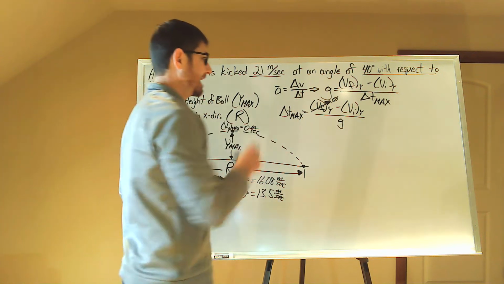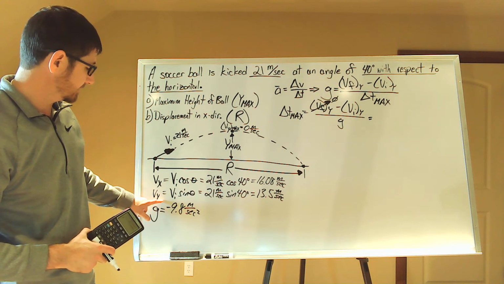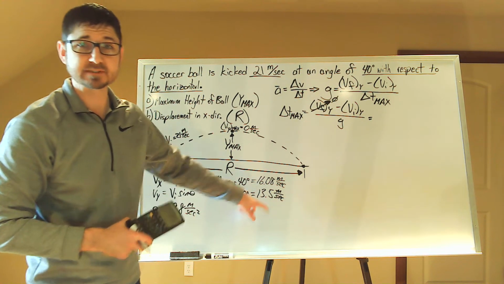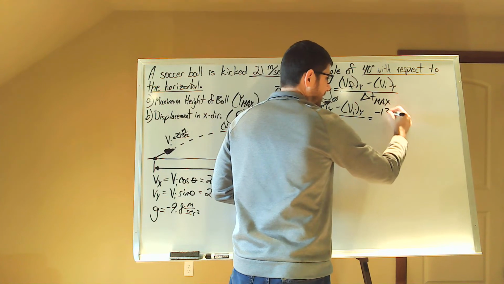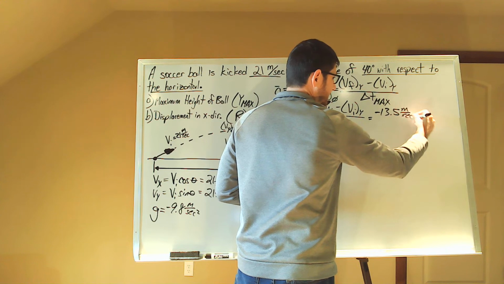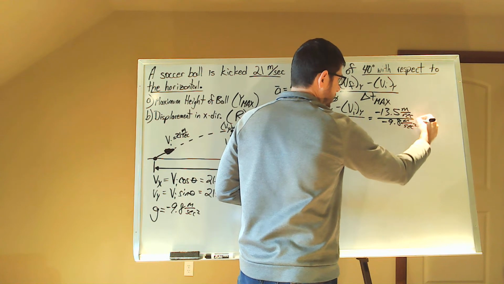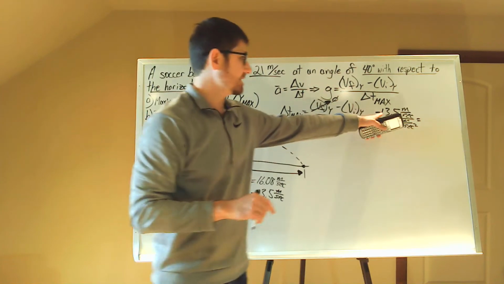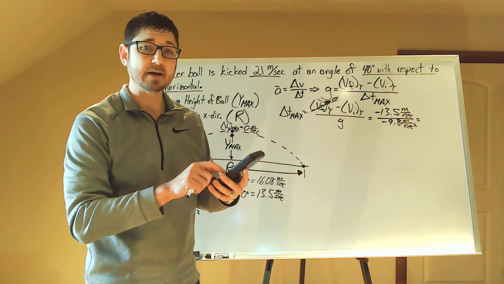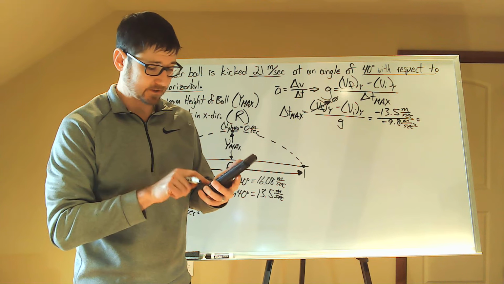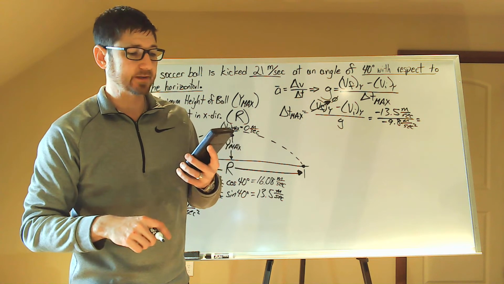So we have a negative initial velocity in the y direction. Now you guys have already calculated this. The velocity in the y direction is 13.5 meters per second. But we have to keep the negative. So negative 13.5 meters per second. And we're dividing this by a negative 9.8 meters per second squared. So we have a negative in the numerator and a negative in the denominator, so we know that we're going to have a positive value because the negatives will cancel each other out. So 13.5 divided by 9.8, I get 1.377.